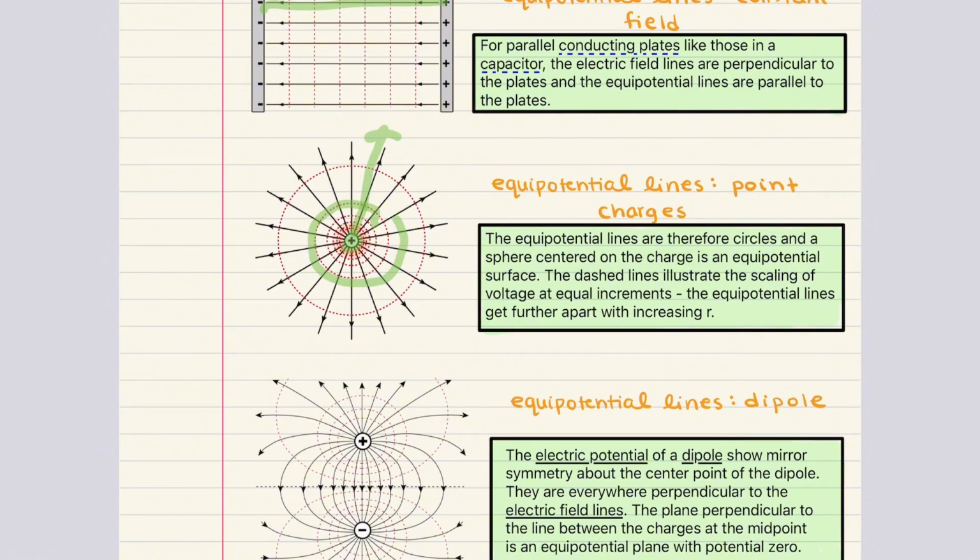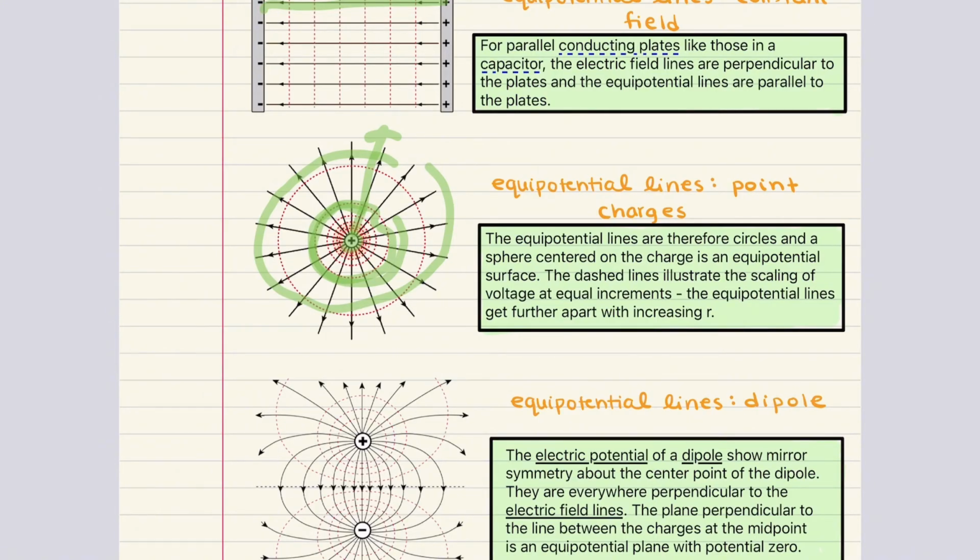The dashed lines in the diagram represent equal voltage increments, showing that the equipotential lines get further apart as the distance r from the charge increases. And the spacing illustrates that the electric potential diminishes more gradually the further you move from the charge.